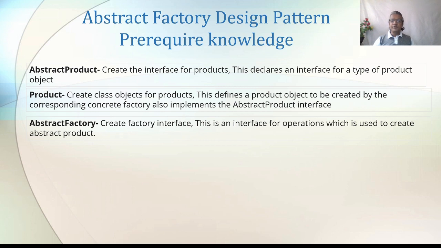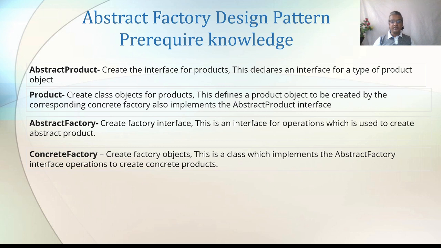There are so many videos that give you the abstract factory first. Please think: abstract product is very important. First abstract product will come, then products, and then abstract factory. Next is concrete factory. This is step by step: point 1 is required, point 2, point 3, and then point 4. If you follow these rules, then you will get the actual idea of how to implement the abstract factory design pattern.